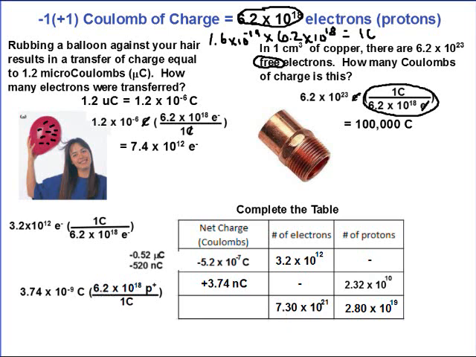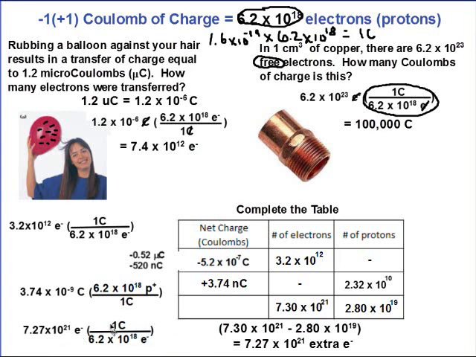And this last one's a little bit tricky. In order for me to determine the net charge, I have to subtract these two. In this case, I have more electrons than protons. When I subtract those, I see that I have 7.27 times 10 to the 21st extra electrons. When I convert from those electrons into coulombs, that would be the conversion factor. That would be about 1172 coulombs. So we would say it has a negative 1172 coulombs of charge.